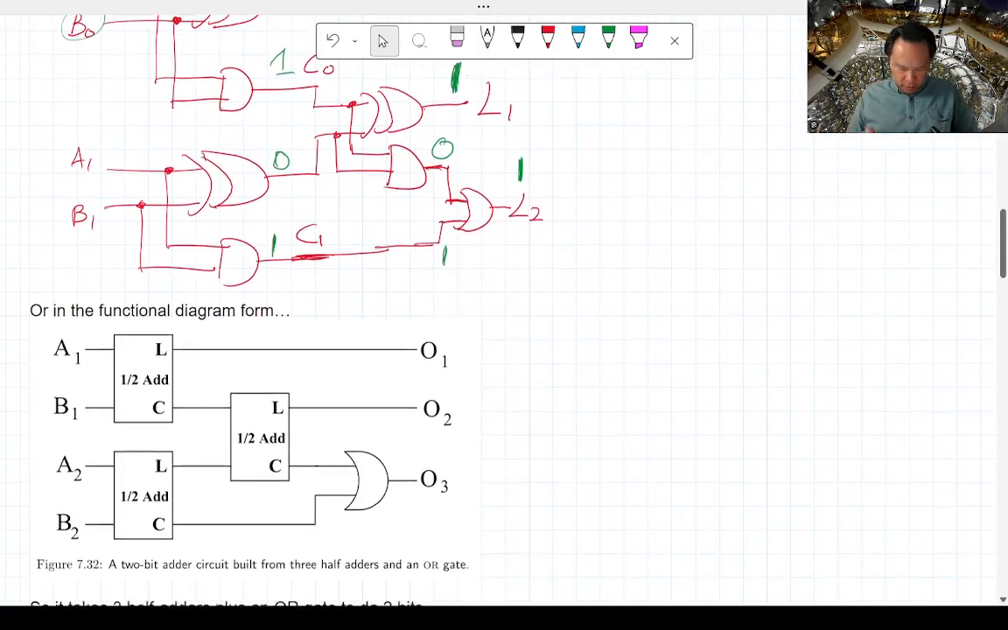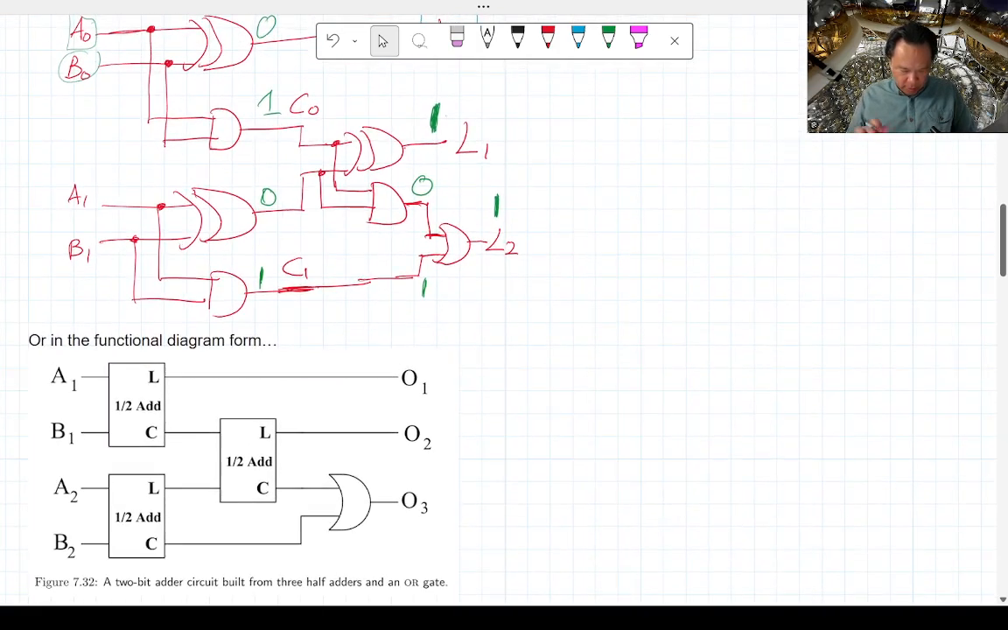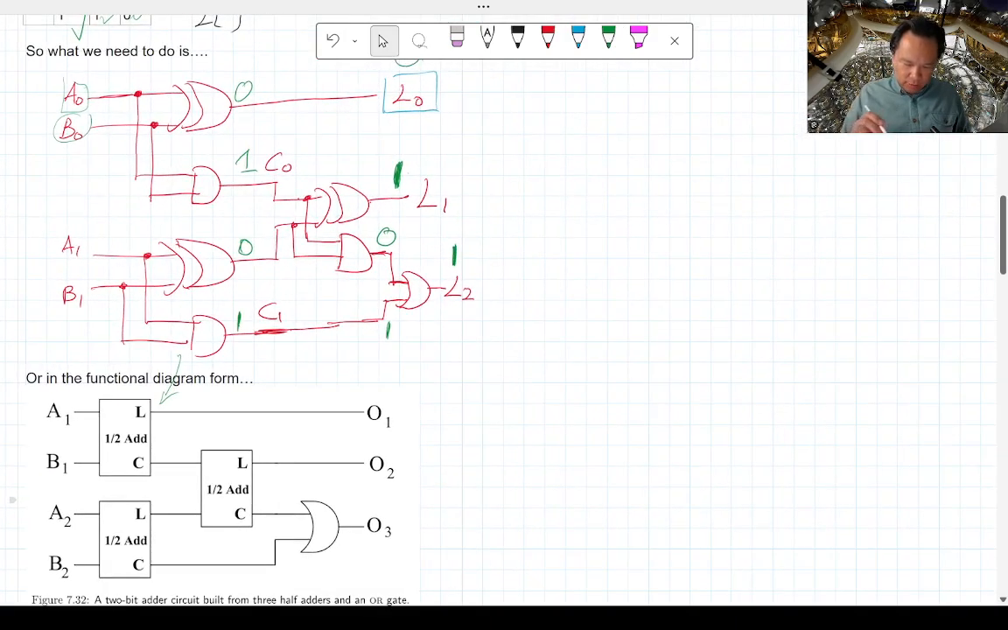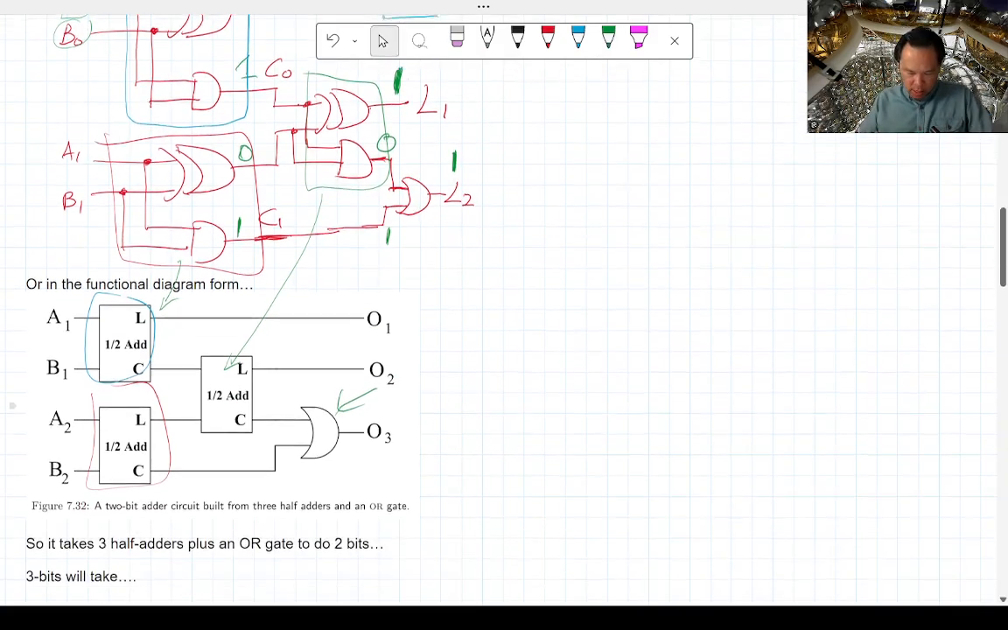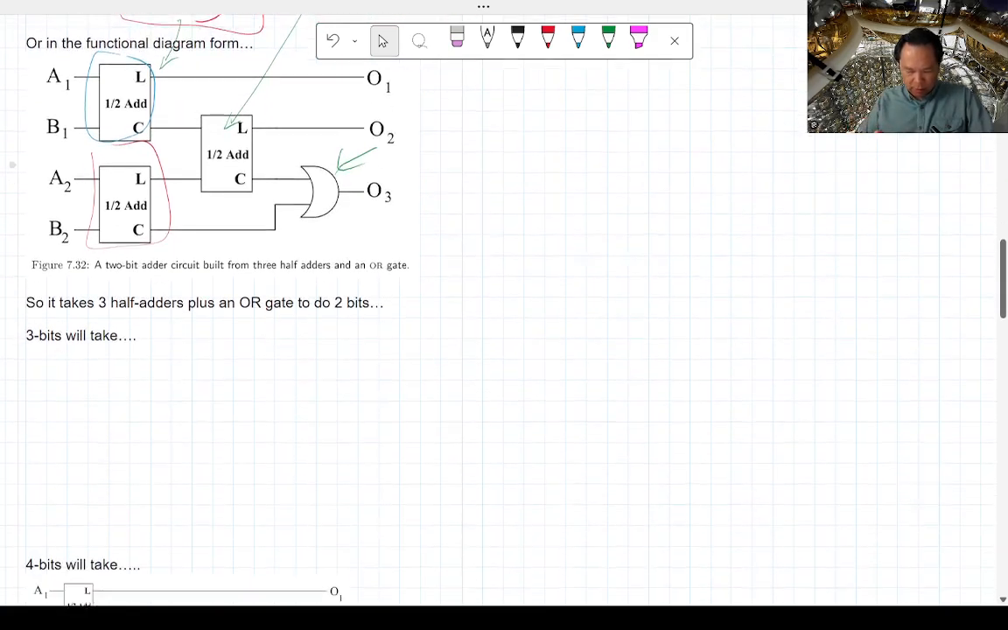So hopefully I drew the same diagram as what's up here. The book drew the functional diagram for you, where I drew the actual gates that are inside each of these functional diagrams. So this functional diagram represents these two gates, this one represents these two gates, and then, which color do I have left? Green. These two gates are represented by this functional diagram. And you always have a tie-off OR gate at the end in order to do that last bit. So that's how you can do 2-bit adding.